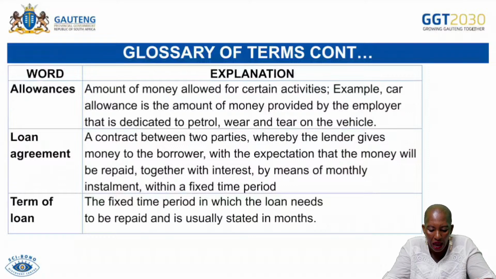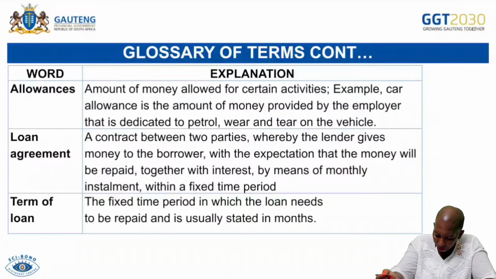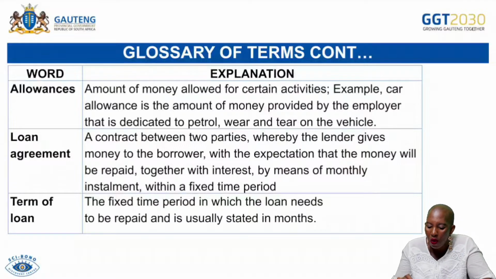And then we also have allowance, an amount of money allowed for certain activities. For example, a car allowance is the amount of money provided by the employer that is dedicated to petrol, wear and tear on the vehicle. So if they give you an allowance, they say, use your car, but we'll give you petrol money. But that money is not only for the petrol. You must also take the car to the service. You must also buy the tires for that vehicle. Any service, any wearing of tires, you need to replace those tires, and the petrol is there as well.